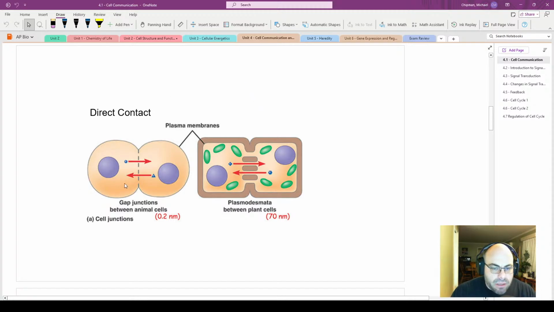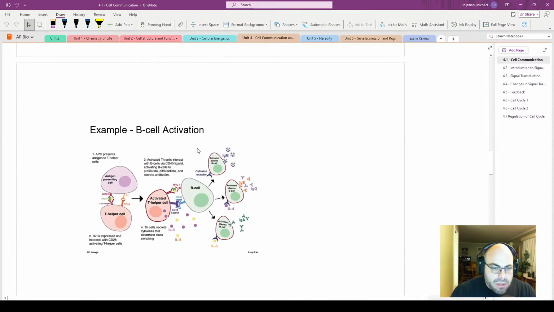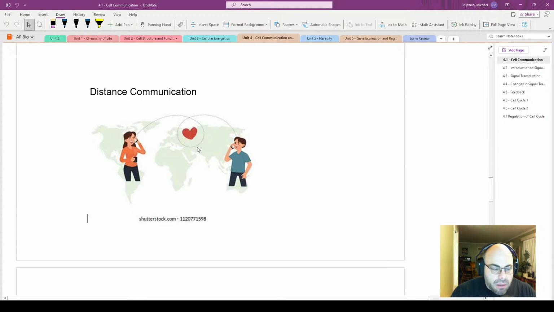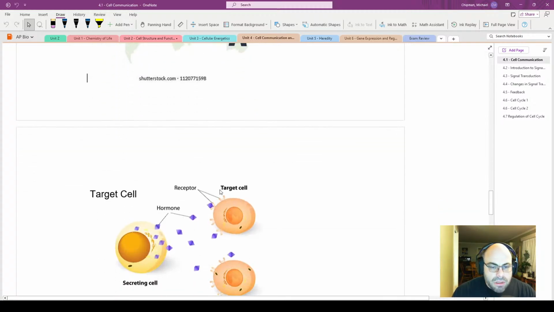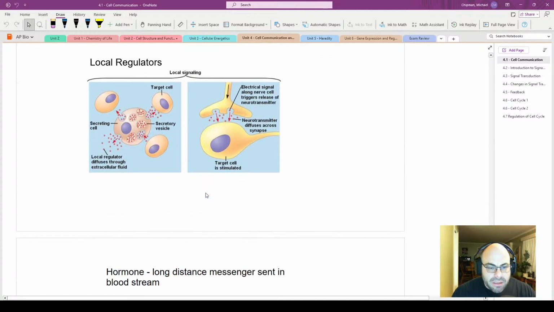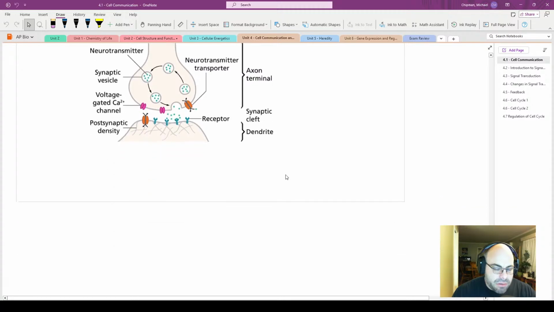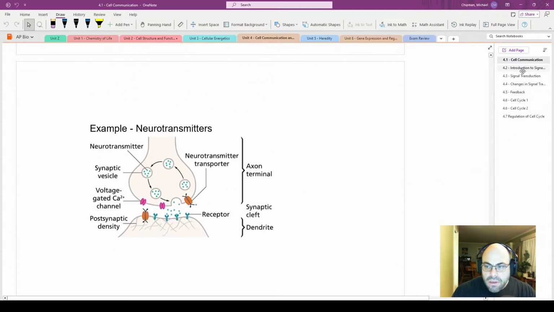So cell signaling is communication between cells, and communication can happen when cells are touching one another, like these two cells, or it can happen with more of a distance relationship, right? A cell can talk to all the cells in a general area, which we call local communication, or distance communication. Here are local regulators, or it could be long distance, where one cell puts a hormone into the blood and then another cell on the other side of the body receives that information, right? So I have some examples there.